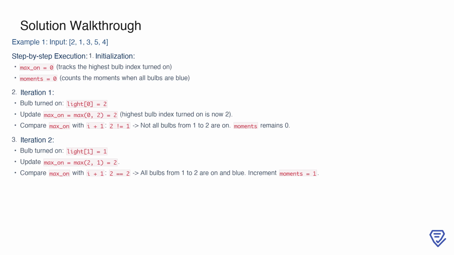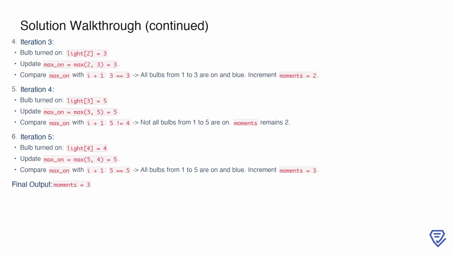In the second iteration, bulb 1 is turned on. Again, max_on remains 2 because the maximum of 2 and 1 is still 2. This time, max_on equals i plus 1, which is 2. This means all bulbs from 1 to 2 are blue, so we increment moments to 1. In the third iteration, bulb 3 is turned on. We update max_on to the maximum of 2 and 3, which becomes 3. Since max_on equals i plus 1, which is 3, all bulbs from 1 to 3 are now blue, so we increment moments to 2.